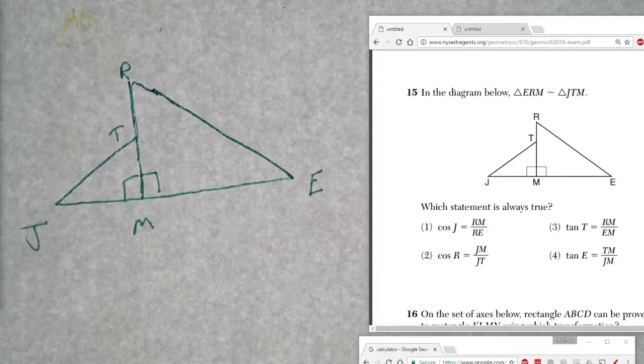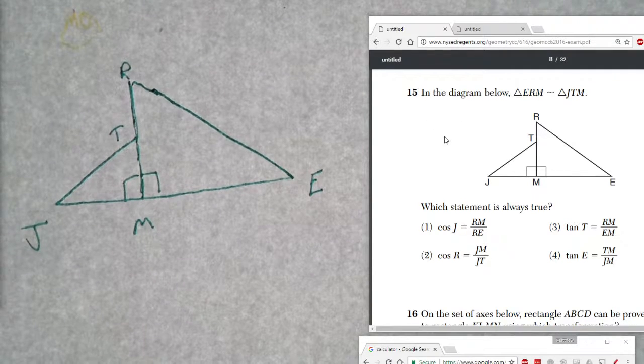All right, question 15. Every student's favorite question, similarity and SOHCAHTOA without numbers. In the diagram below, triangle ERM is similar to triangle JTM. Which statement is always true? Okay, it's a SOHCAHTOA problem.